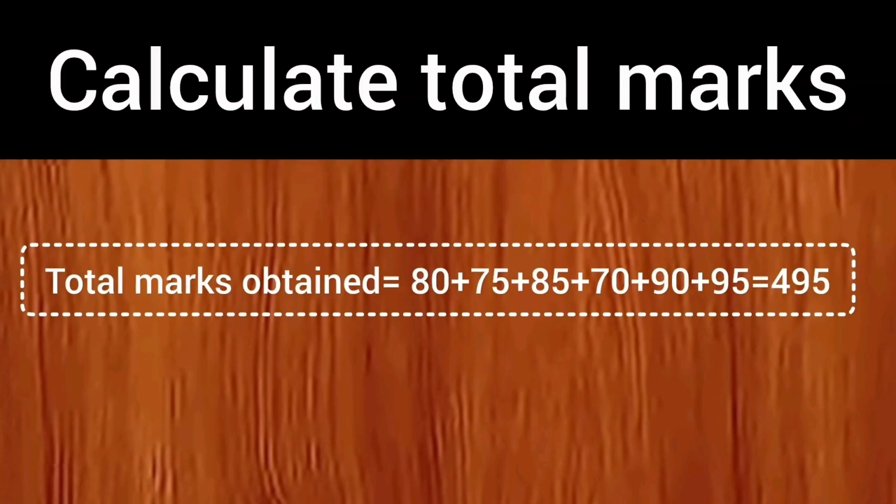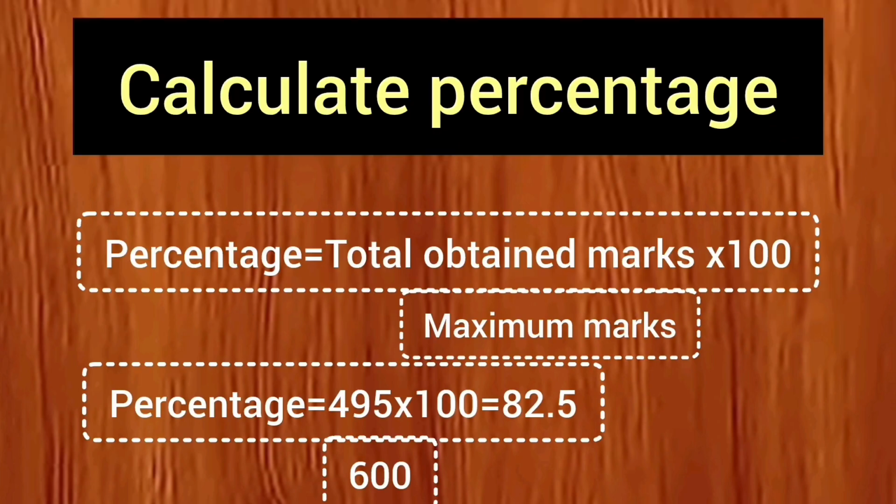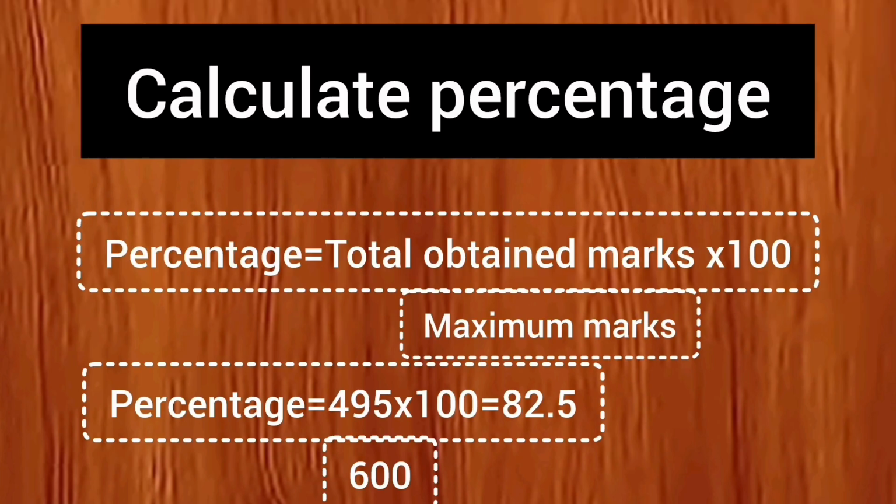Here Ali scored 495 out of 600. Percentage indicates the overall performance. Divide total obtained marks by maximum marks and multiply by 100.